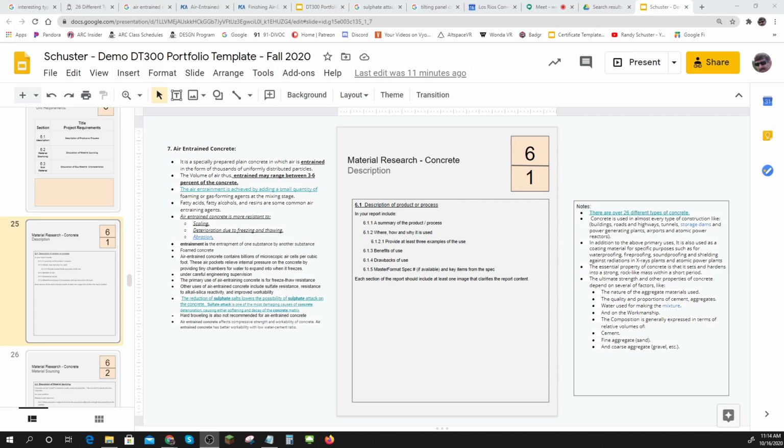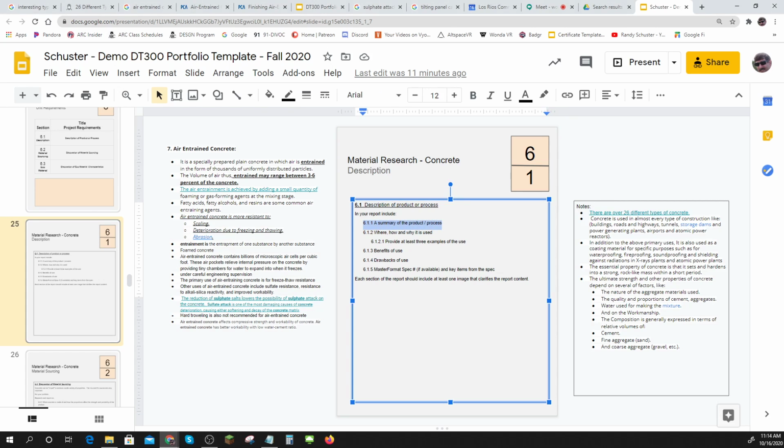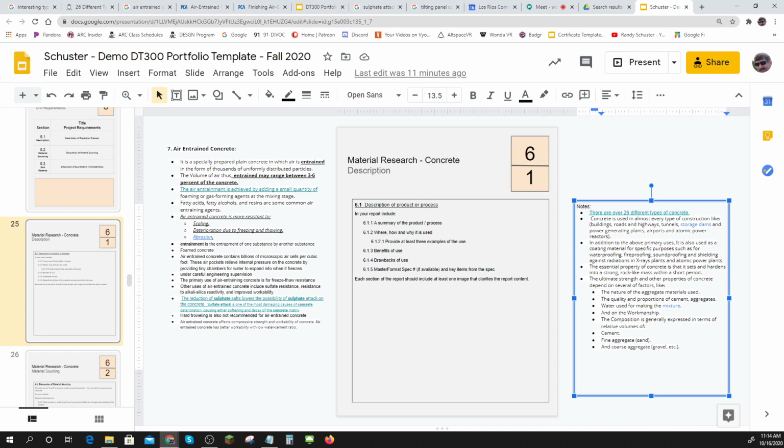All right, so let's take the next part of the research project. I've done some note taking. This is mostly note taking for the first thing here, 6.1.1 summary of the product or process. And so you'll want to do the same process for each one of these. But now I've got some general notes. It's probably not everything I should have, but as for a demonstration, I think it'll do.